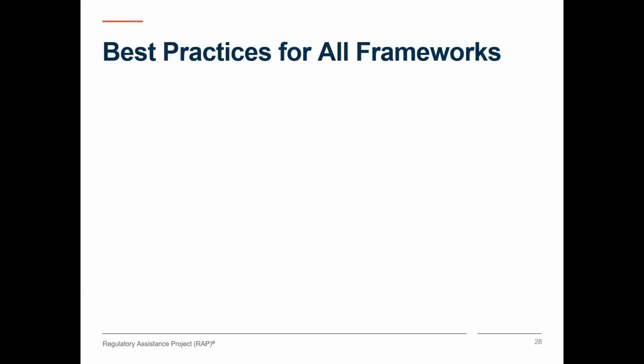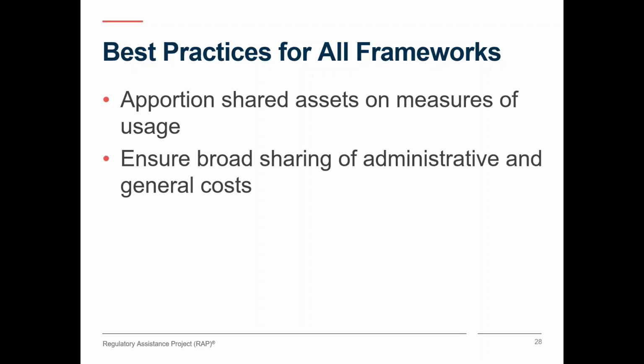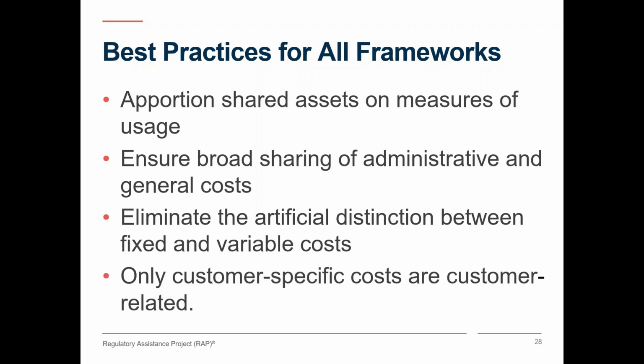Thanks, Mark. The manual identifies some fundamental best practices for all kinds of studies. First, all shared assets should be apportioned on some measure of usage. Second, administrative and overhead costs should be shared broadly. Third, dividing costs into fixed and variable buckets doesn't tell us anything about the causes, uses, or benefits of those costs. Fourth, only customer-specific costs are customer-related.